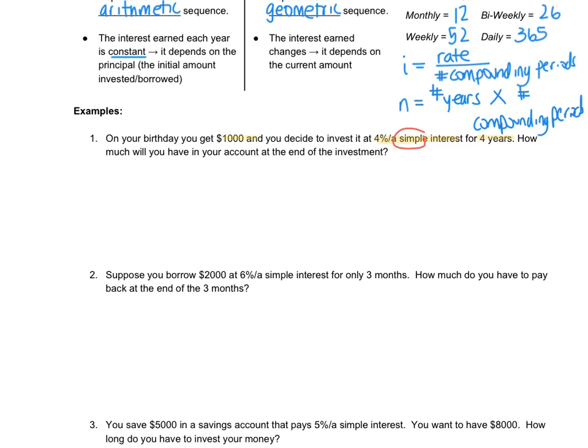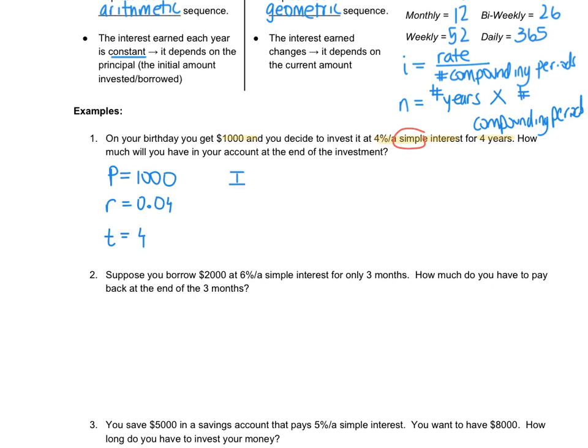And maybe at the beginning you want to organize your work a little bit. So that 1,000 represents your principal. Your rate is 4%, which we can write as 0.04. And then your time is 4 years. And we want to figure out how much we'll have in our account at the end of the investment.